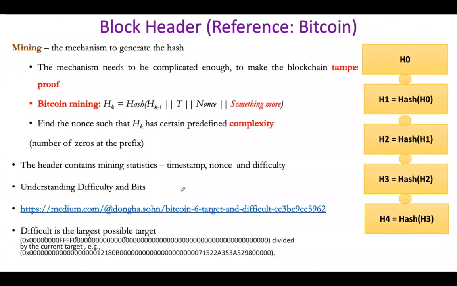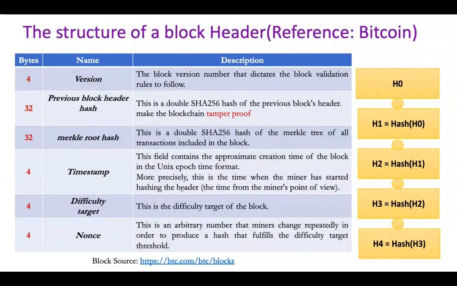So then we'll see the block header. In this transactional structure, the most important part is the block header, as we discussed. In this case, difficulty is the most important thing in the block header. That we call mining.